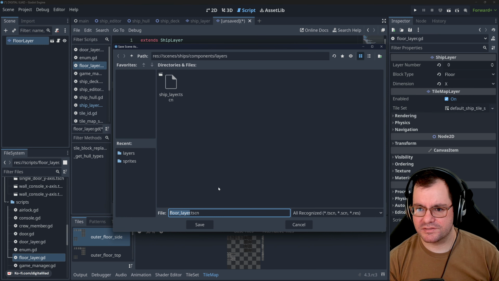Floor layer scene, yeah. We need another scene, an inherited scene, also inherited from ship layer. Attach that script. Get our correct script here.